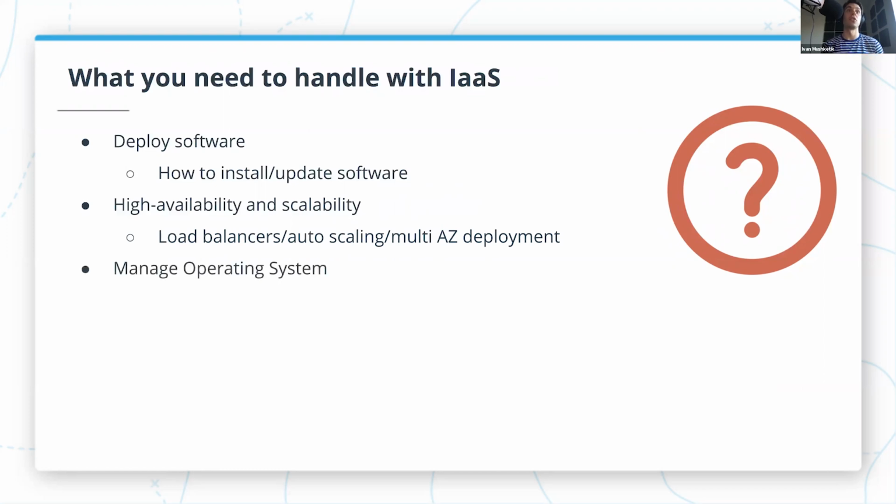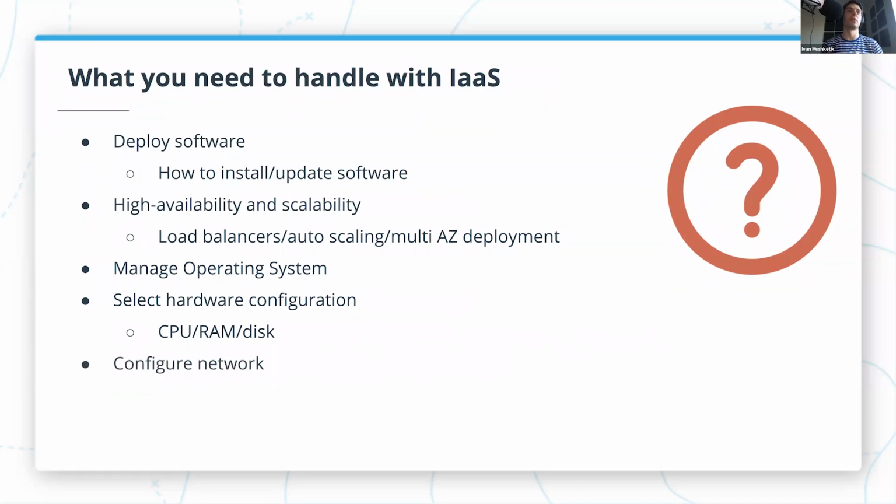We would have to manage the operating system. We would have, for example, to install updates. We would have to select the hardware that we want to use. We need to select what instances we want to have, how much CPU, RAM, and what disk configuration we want to have. And we would have to configure some network parameters, like we have to create VPCs and configure firewalls.